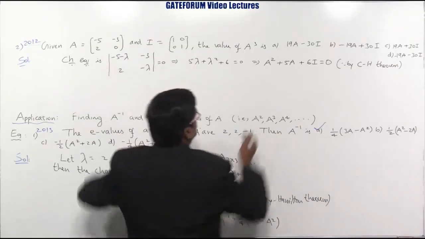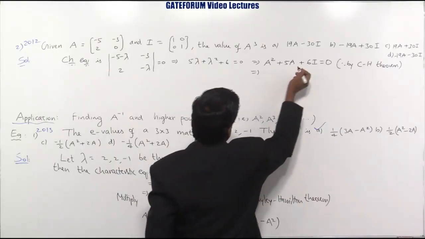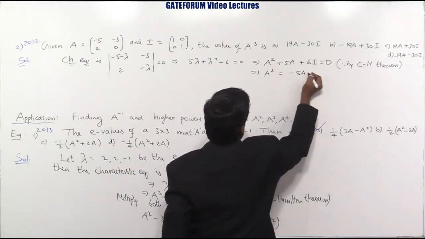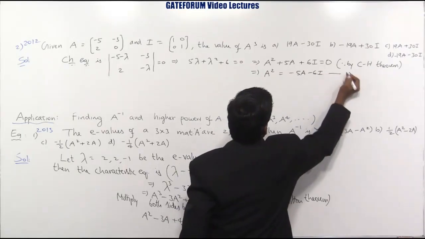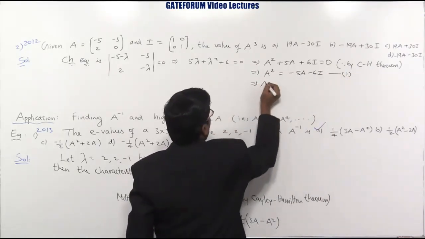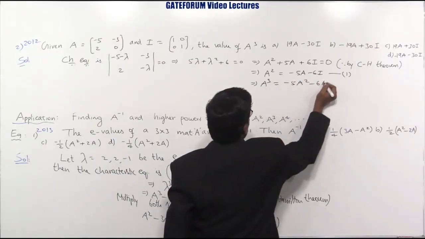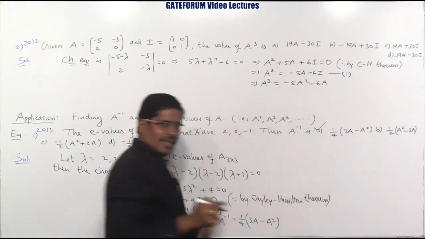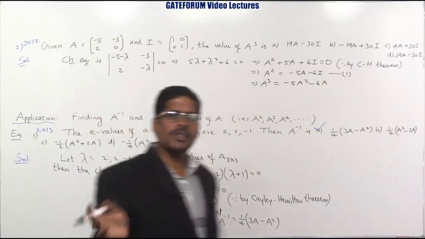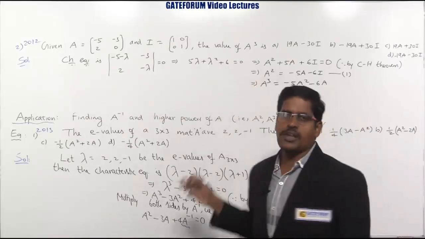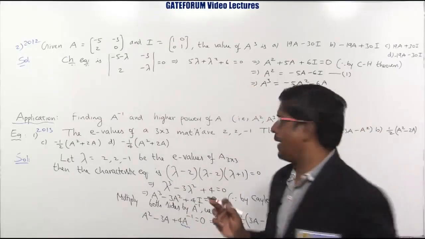They are asking A cube. So shift the other two terms except A square to the right side: minus 5A minus 6I. Let us say equation 1. Now multiply both sides by A. A cube is equal to minus 5A square minus 6A. When we wanted A inverse, what I did in the previous problem was multiply both sides by A inverse. When we want A cube, we already have A square, so just multiply both sides by A.